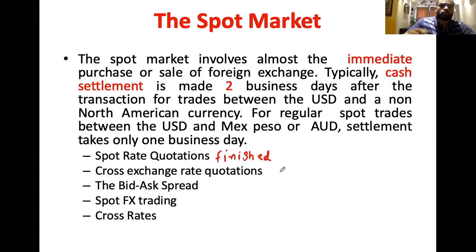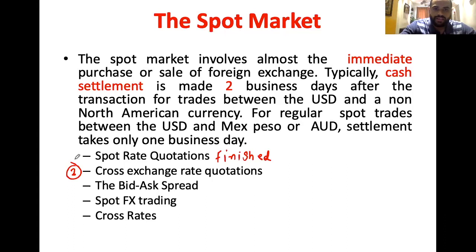Okay, so let's move on to the second one. Second one is a cross exchange rate quotation. So as you can see, cross exchange rates. Cross exchange rate means change the pound to USD, USD to Vietnam dong. This is called cross. So you are converting pound into Vietnam dong. So pound to USD, USD to Vietnam dong. So this is called cross exchange rate quotation.